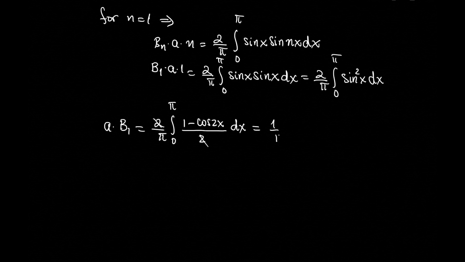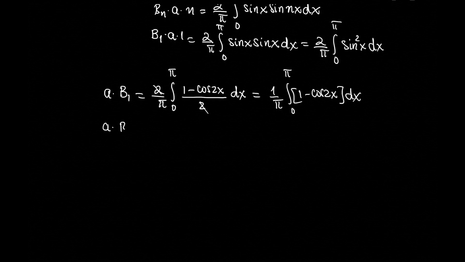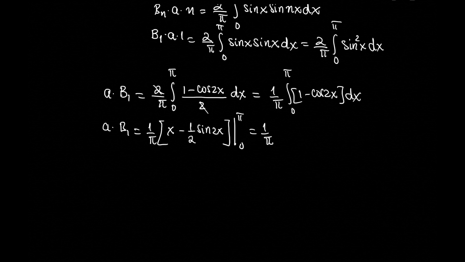Then you cancel this. Then you have 1 over pi, integral 0 until pi, 1 minus cos of 2x dx. A times b1 equal to 1 over pi, x minus 1 over 2 sine of 2x, evaluated from 0 until pi. When I sub pi, it gives me pi. Sine of 2 pi is 0. Minus, when I sub 0, everything is just 0. Then everything gives you pi over pi, which is 1.